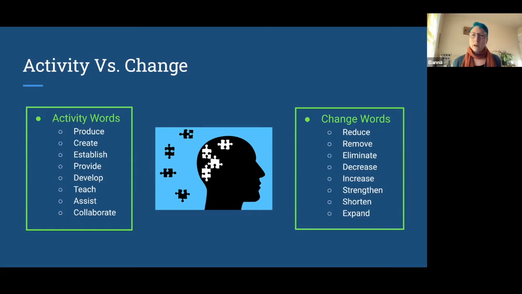So the change words are reduce, remove, eliminate, decrease, increase, strengthen, shorten, expand. And you can see that these words are more relevant to a wider scope of change within your organization, in the community. So the scope is broader. So we're not just talking about errands that need to be run or any of the smaller things. We're talking about the wide scope things that will happen over the duration of the project as you are completing it.